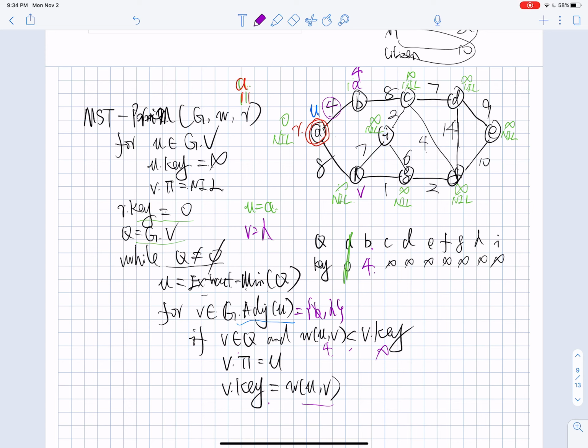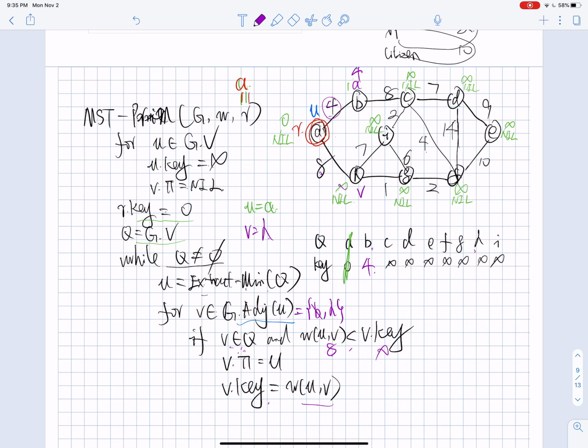Now we have V equal to H. Let's first check if H is inside the queue. Yes, it's in the queue. H is right over here. And if WUV is less than key, WUV is right over here, it is 8. So WUV is 8. And V dot key right over here is infinity. Its key is infinity. So this is also true.